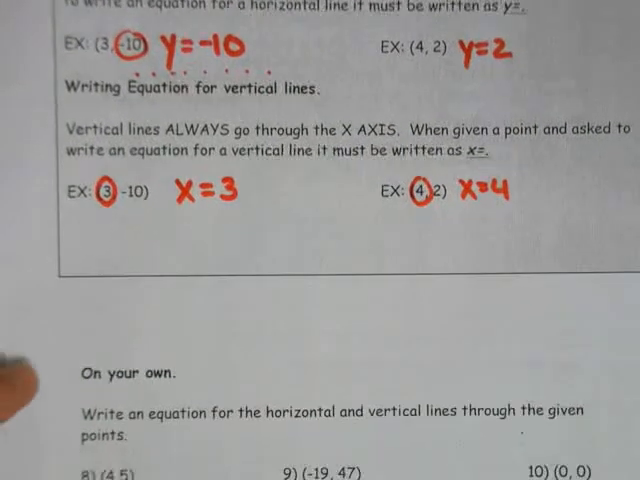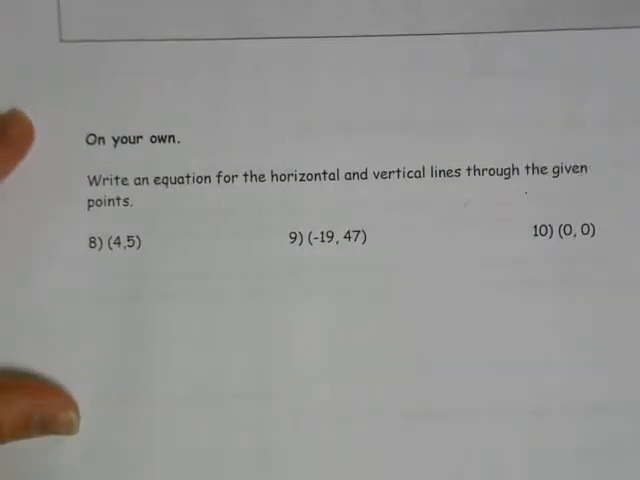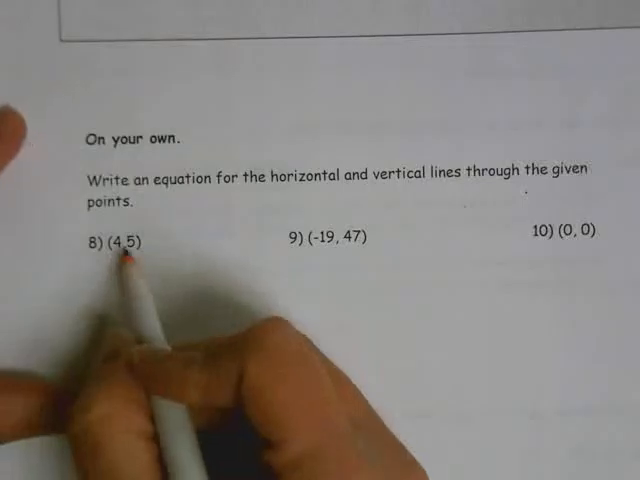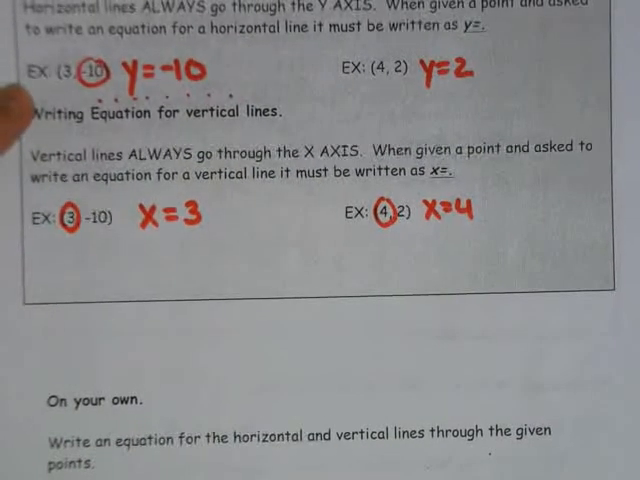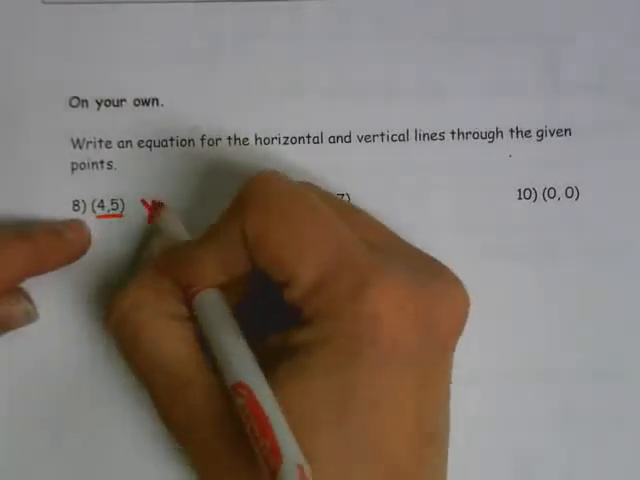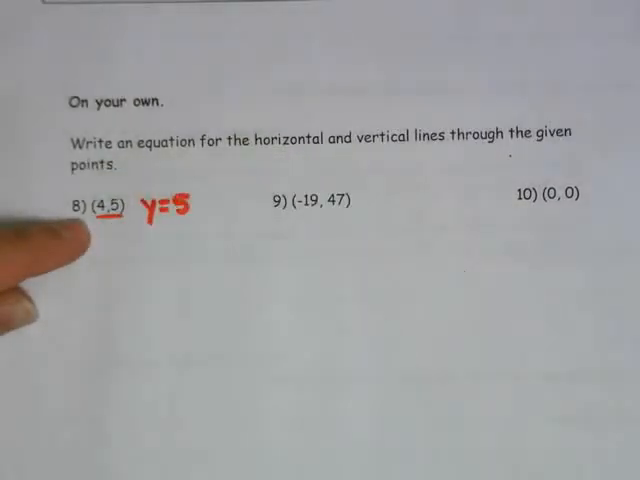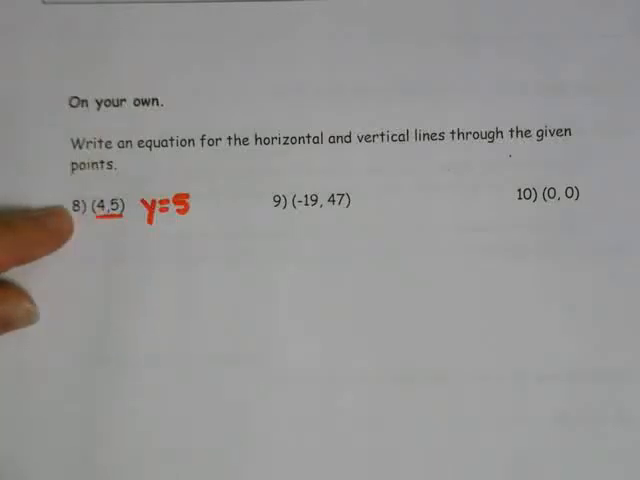So if I asked you for the horizontal and the vertical line that goes through points, I'll do number 8 with you. I want to know what horizontal line goes through this point, just like up here. Horizontal line was the y. Well, what does the y equal? y equals 5. What vertical line, straight up and down, goes through there? How far would you have to go side to side?